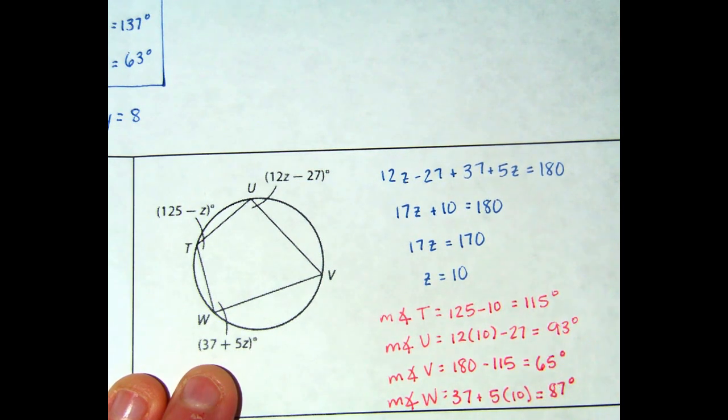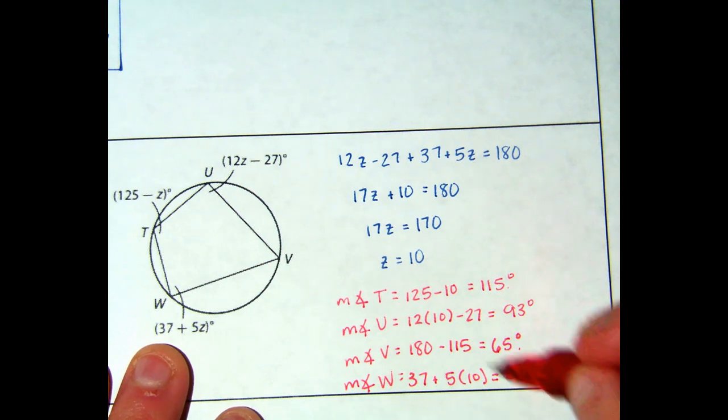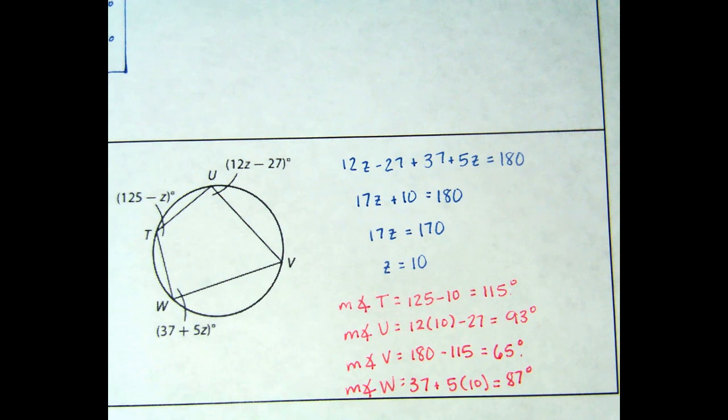We can check to make sure that all this is correct. For instance, is 115 plus 65 really 180? Yes. Is 93 plus 87 really 180? Yes. Do all four add up to 360? Yes. Those are good checks. If those do not work out, something has gone wrong, because they all should check. They should be the same.